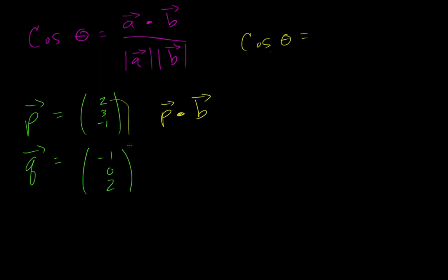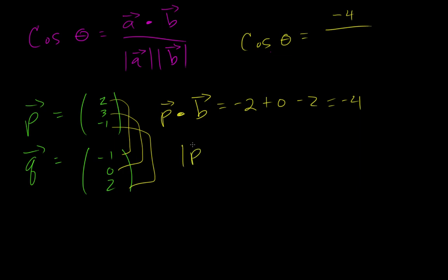And so we multiply corresponding terms, we get negative 2. Multiply these, we get 0. Multiply these, negative 2. Add those all together, we get negative 4. So the top of our fraction is negative 4.